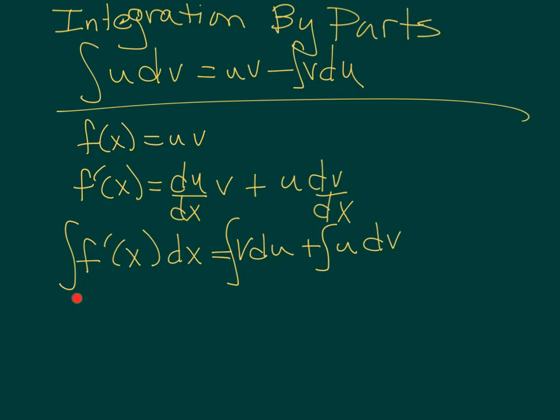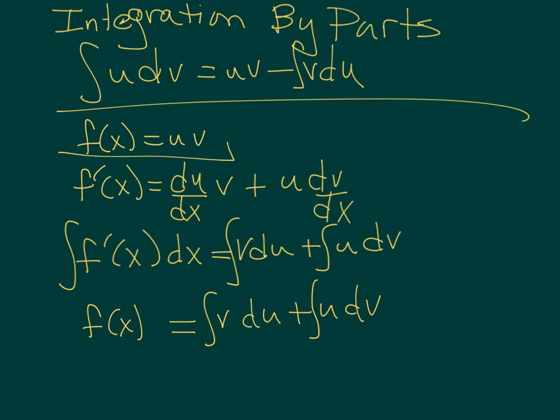So derivative of an antiderivative, or antiderivative of a derivative, cancels, so really that's back to f of x equals, well, we're going to leave these like they are, but oops, I need my integral sign. Now on the left hand side, we know that f of x is what we started with. f of x is uv. So I'm going to substitute that: uv equals the integral of v du plus the integral of u dv.